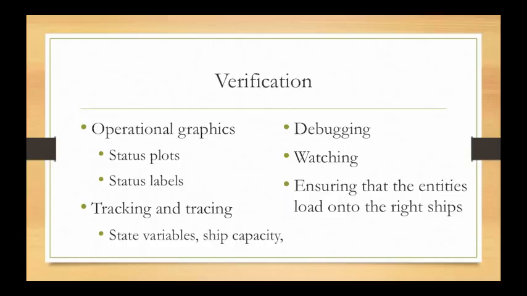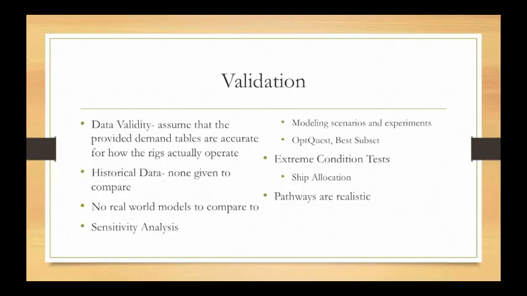It is necessary to check that our model was running as we intended through verification. To do this, we used operational graphics, such as a status plot and labels, throughout the time we worked on the model. We also tracked particular variables, used model trace, and watched entity and ship instances. We debugged the model as errors occurred. Lastly, we matched state assignments to entities and rigs to verify that each piece of cargo was unloaded at its intended rig.